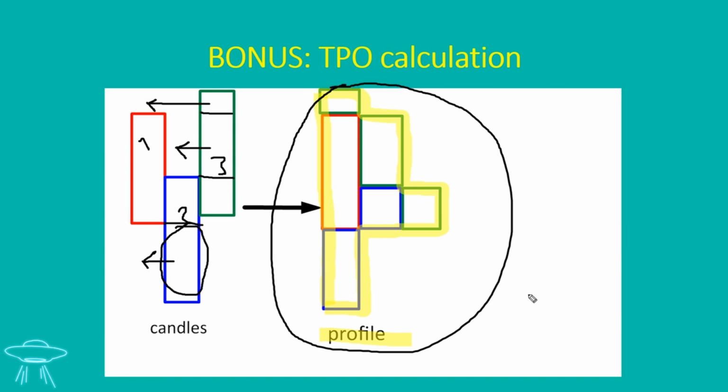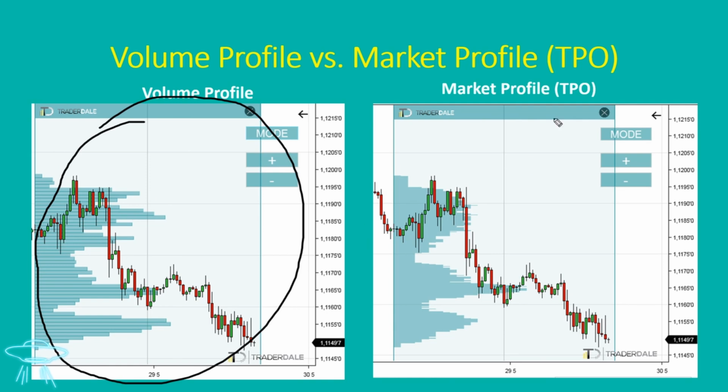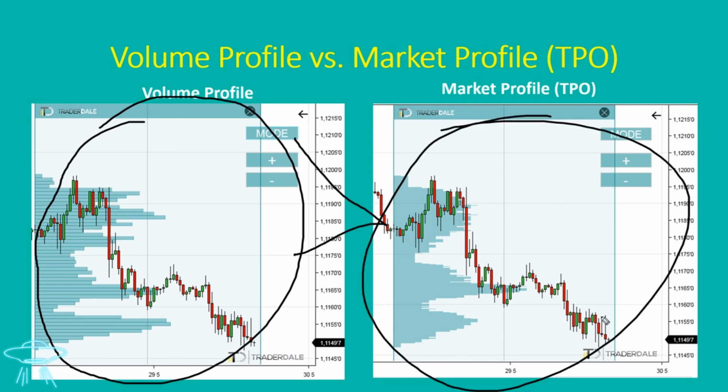As I said, the volume calculation is much more important for me than the TPO calculation. It's much more precise. So I always prefer this one to this one. Alright? Because with volume profile, you are working with real volumes.